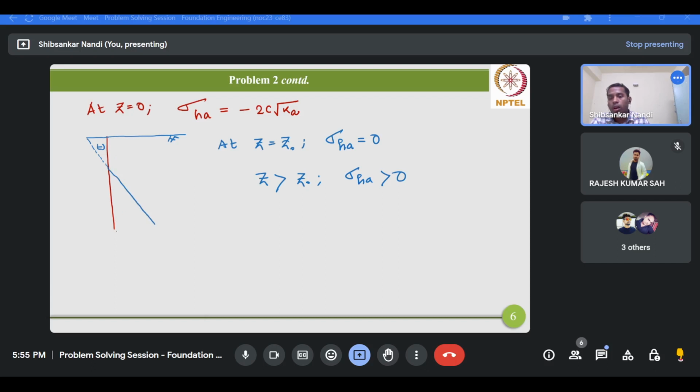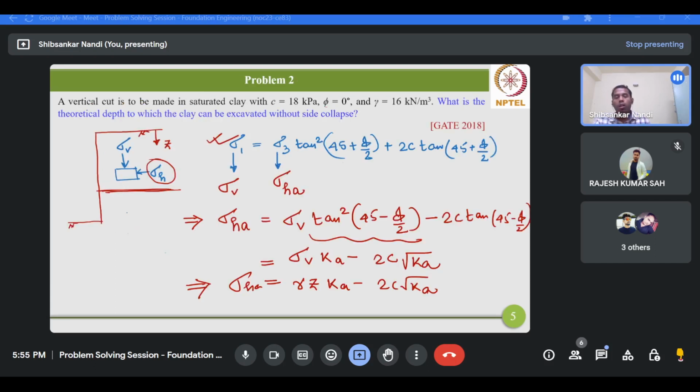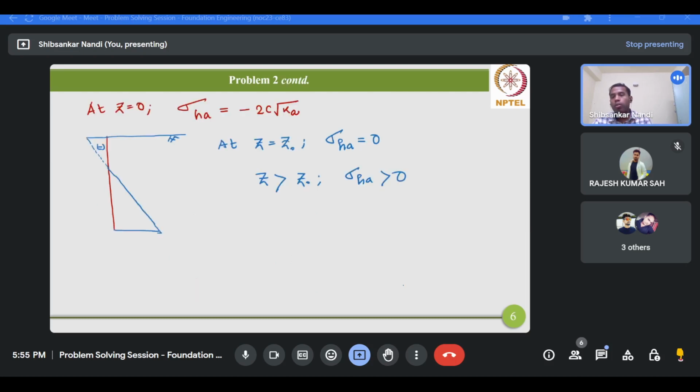So this is only for cohesive frictional soil. If you consider purely cohesionless soil, this c component will not be there. It will be 0. Therefore, there is no condition of tension at the top of the wall. There is no generation of tension at the top of the wall. This phenomenon of tension crack is only valid for a cohesive frictional soil or purely cohesive soil.